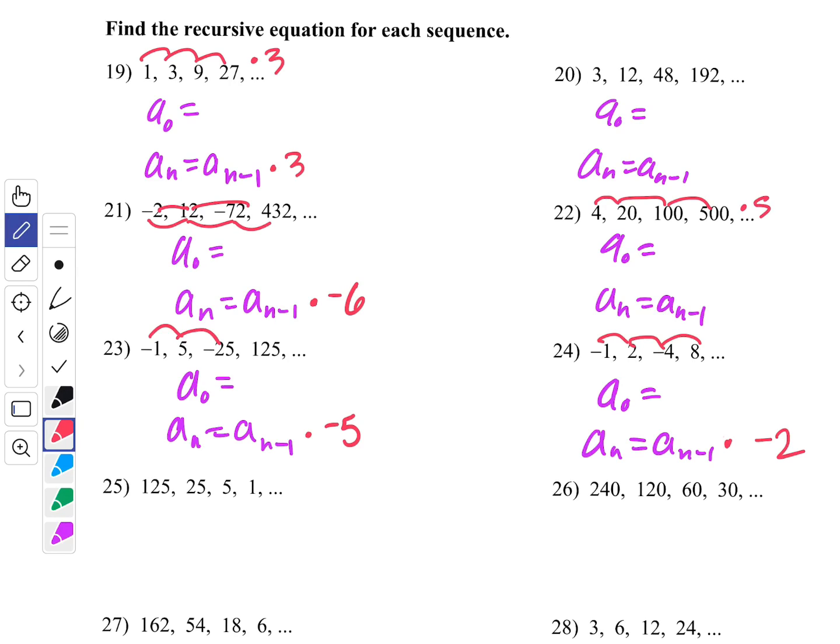22, 4 to 20 to 100 to 500. Times them by 5. There's our growth. 3 to 12 to 48 to 192. Times them by 4. There's our growth.